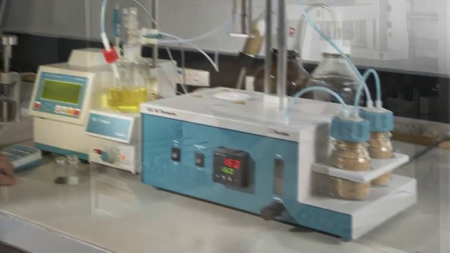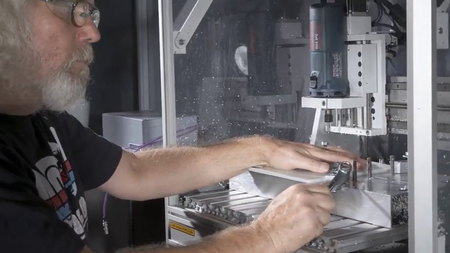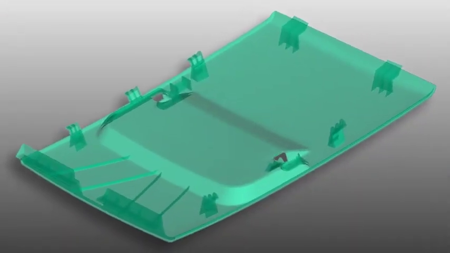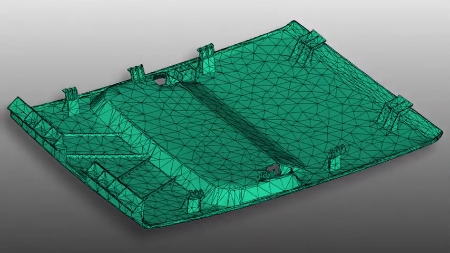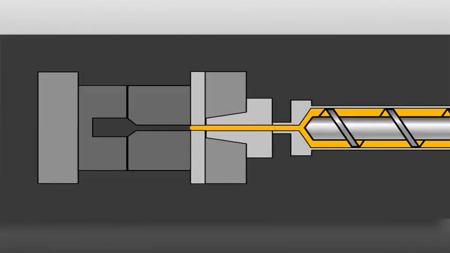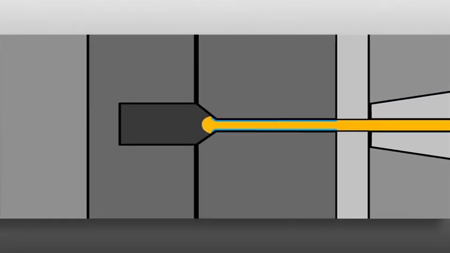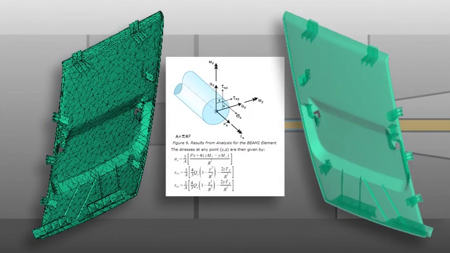Accurate plastics flow predictions depend on three major factors. The first is the accurate representation of your part geometry. The second is knowledge of the melt flow characteristics of the plastic, and the third is accurate calculations. All three of these factors are critical and interdependent.